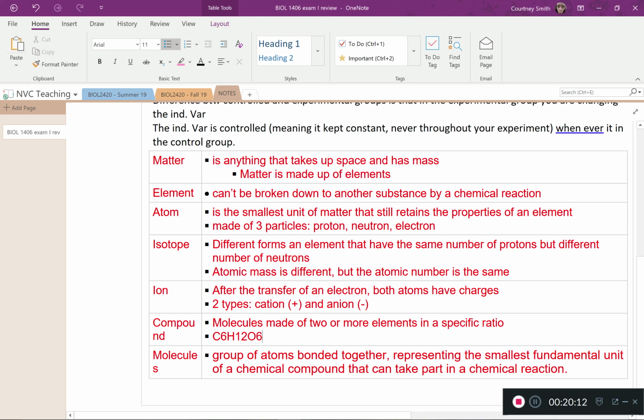And a molecule is a group of atoms that are bonded together, and they also represent a fundamental unit of a chemical compound. And a lot of times these molecules happen whenever a chemical reaction takes place. So that is the basic idea of those guys.